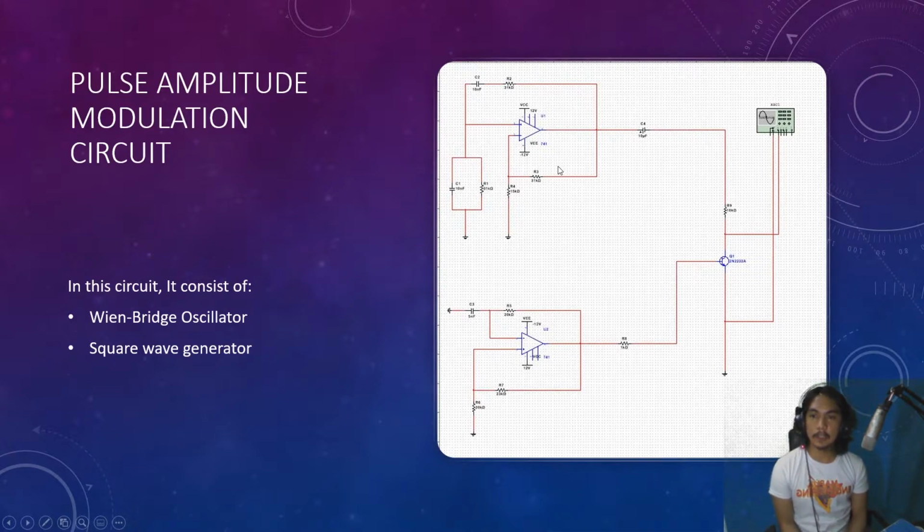So, the pulse amplitude modulation circuit. This circuit consists of a Wien bridge oscillator and a square wave generator. The sine wave generator serves as the signal, and the square wave generator serves as the carrier signal. This BJT is the PAM modulator.